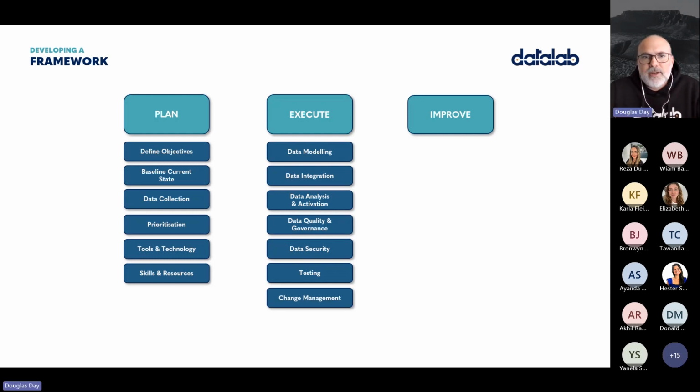Beyond that, it's all around change management. And this is really essential. So you can build the best data warehouse, the best reporting and dashboards. You can push data into all the operational systems you like. But unless people in the organization actually start adopting the assets that you're producing, then it's all in vain.